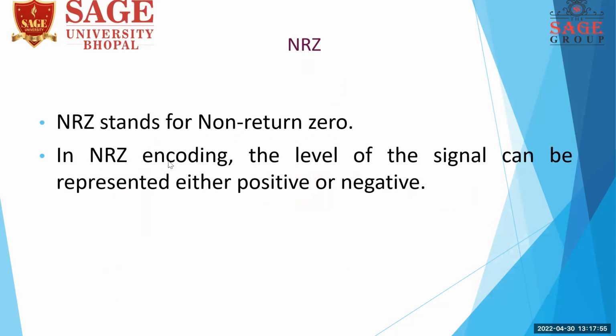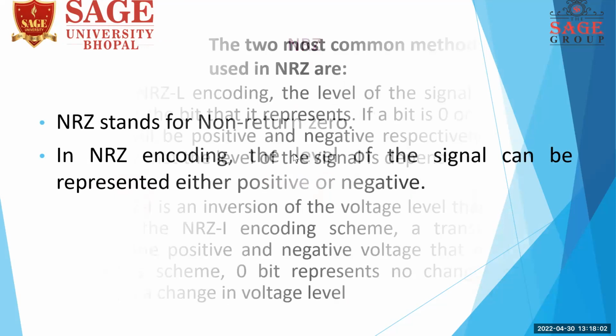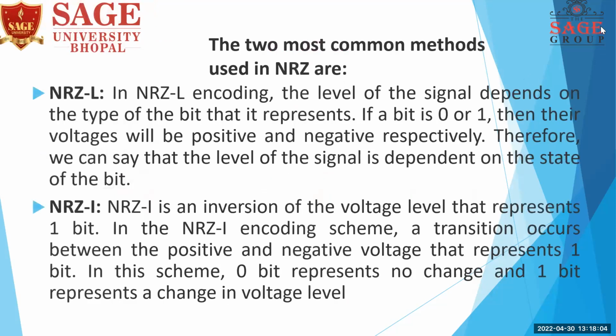In NRZ encoding, the level of the signal can be represented either positive or negative. So NRZ-L, what is NRZ-L? In NRZ-L encoding, the level of the signal depends on the type of the bit that it represents. If a bit is 0 or 1, then the voltage will be positive and negative respectively. Therefore, we can say that the level of the signal is dependent on the state of the bit.